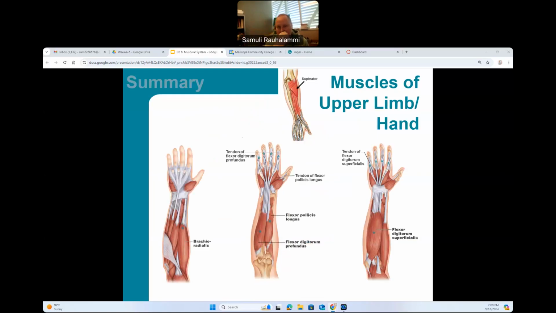And again, I think that this is a rather nice summary of all these muscles that we just discussed. So hopefully that's useful for you to have to refer back to.